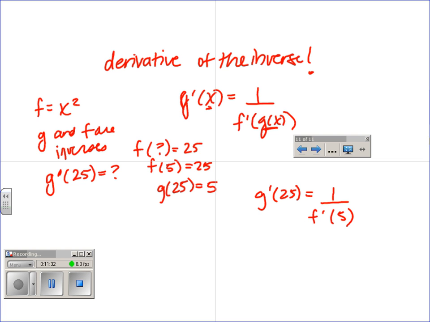So you need to find f prime. Looking here, f prime would be 2x. F prime of 5 is therefore 10. So this guy's the reciprocal, so it's 1/10.